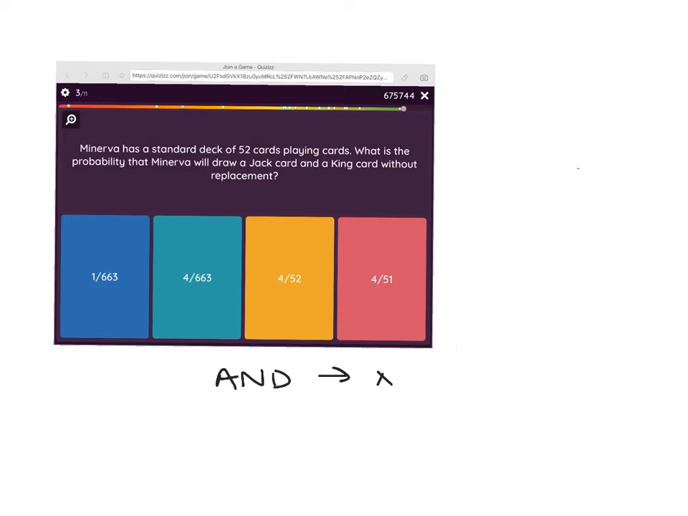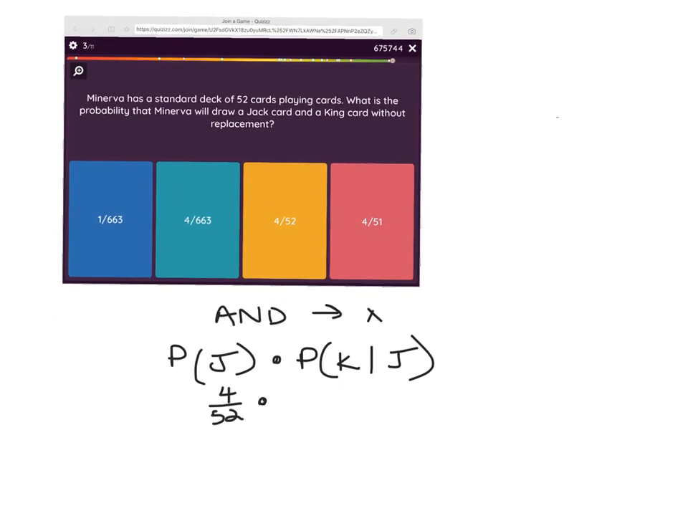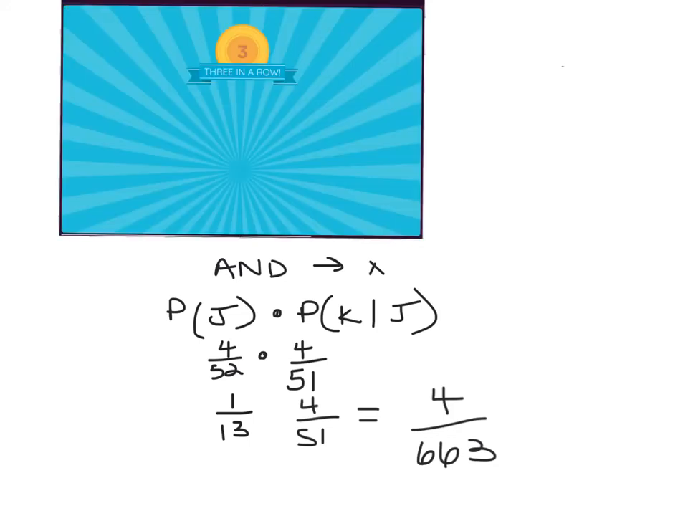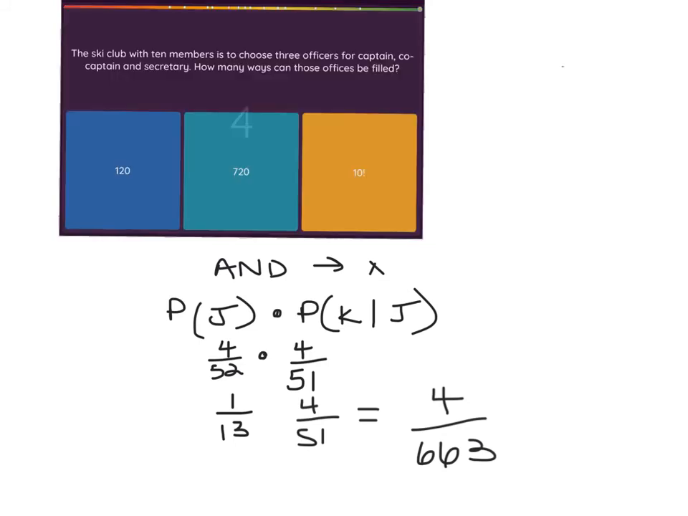And there's no replacement, which means once you pull the first card, the second probability is obviously altered. So we're saying the probability that she'll get a jack times the probability that she's going to get a king having already gotten the jack. How many jacks are in your deck? 4 out of 52. And then assuming that the jack was already pulled, how many kings are left? 4. How many cards are left? 51. So this would be 1/13 times 4 over 51, or 4 over 13 times 51, which is 4 over 663. Because there's 4 kings left, but we've already pulled one card out, which means the cards went from 52 to 51.